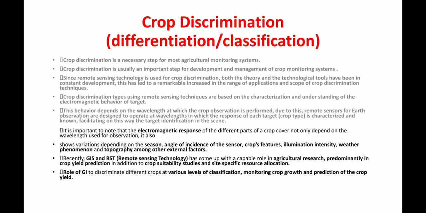GIS, or the GI technology, which will discriminate crops along with their wavelengths, according to the incidence of light or illumination of the light, the season, and weather phenomena, and along with this the pigmentation of the crops, which will be differentiated according to their wavelengths. This is the definition and detailed concept of crop discrimination.